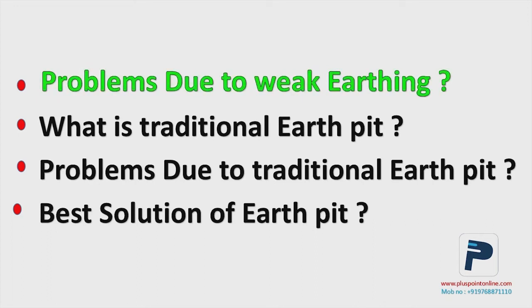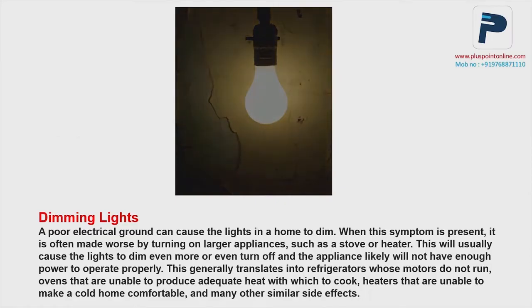The first problem is dim lighting. Sometimes you would have noticed, especially during the night, that if your bulb or tube light starts getting darker and then brighter all of a sudden for a continuous period of time, it signifies weak earthing.